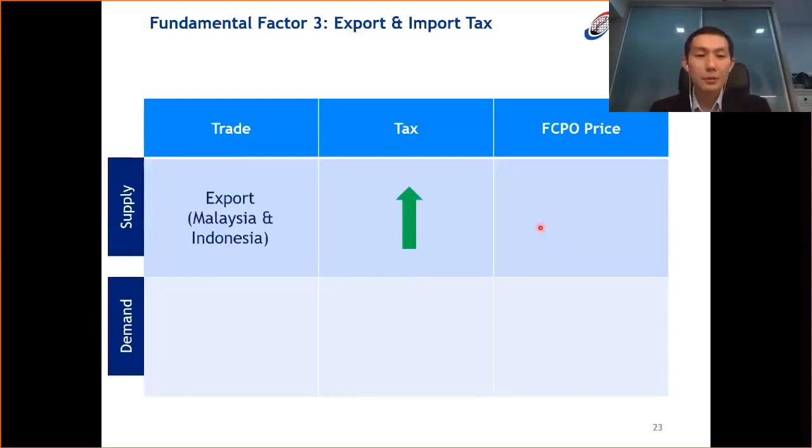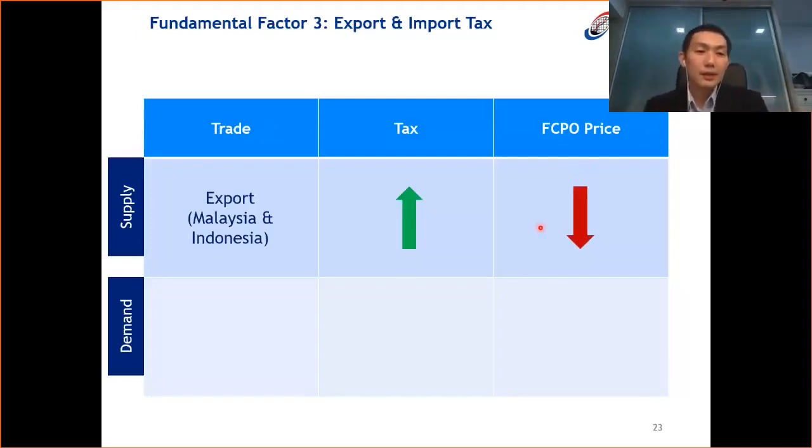Now, you need to remember this thing, very simple, okay? This factor would be very simple, tax. So when it comes to tax, first thing you think of is, oh, expensive. Higher tax means things are more expensive. Lower tax means your product would be even cheaper. So when the tax is higher, generally your FCPO price would be lower. Okay, we can expect FCPO price to come down.